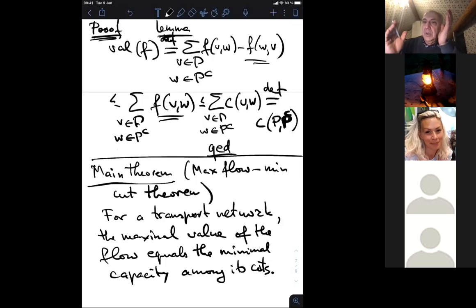So if we're given a transport network, we should look at all possible cuts, calculate their capacity, which is the total capacity of edges going from P to P complement, and take their minimum. This minimum, obviously, by the previous lemma, should bound the flow, but this result says that it actually equals the maximum. This minimum equals the maximal possible flow through the network. Okay, so let me make a break, maybe 10 minutes now, and we'll continue soon.